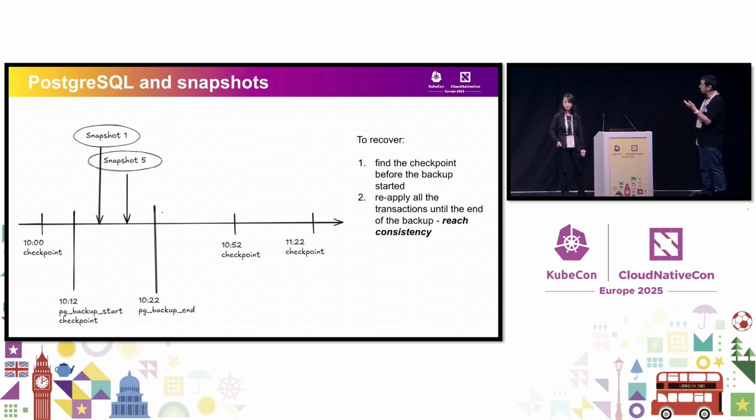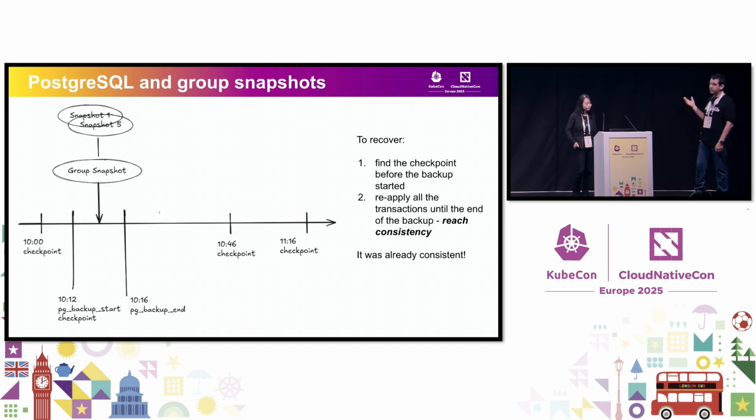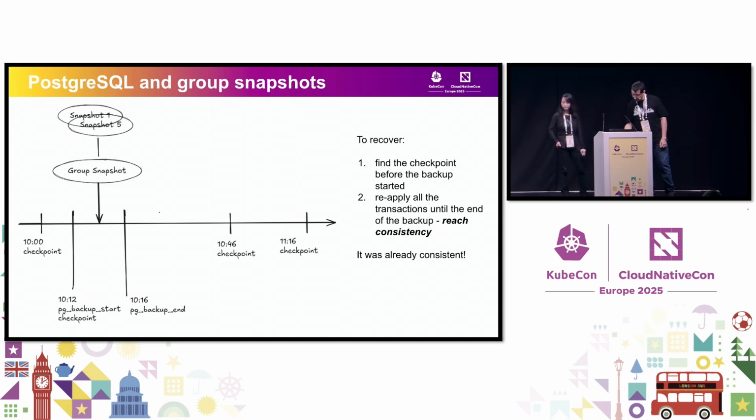When you need to restore, this situation is inconsistent because snapshots are taken at different points in time. The database will just look for the checkpoint immediately before the first snapshot, so the one where pg_backup_start was performed, and then apply back all the transaction log until it is consistent. This is going to take a bit of time because they are not consistent. Meanwhile, with group snapshots, this is easier because everything is consistent, and it's going to be really quicker. This is why group snapshots are really loved by database people like me. It's such a great feature for us.